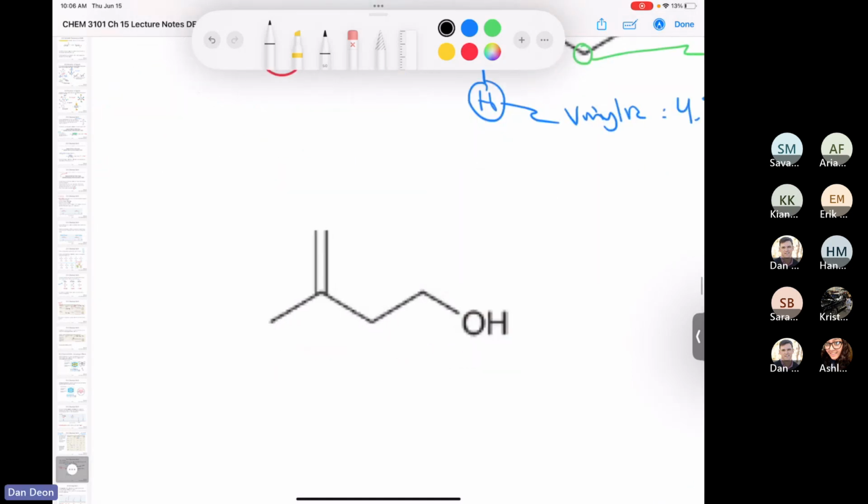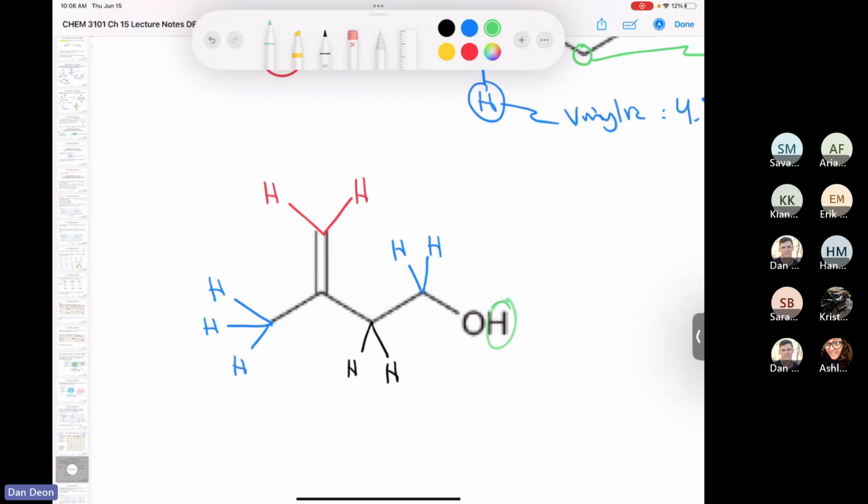So for this compound here, we've got 2 protons here. Those are both vinylic. Then we have 3 allylic protons here. So we've got those ones. We have these methylene protons. We have these methylene protons. And then we have the hydrogen of the hydroxyl. That didn't come out very well.